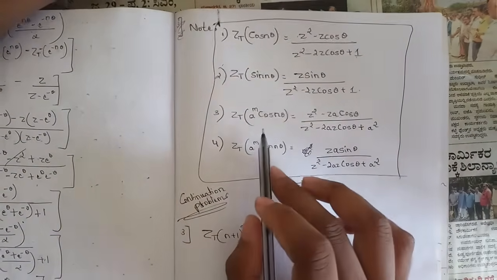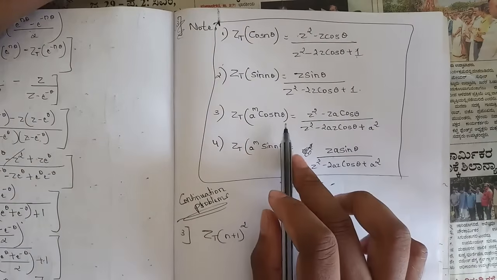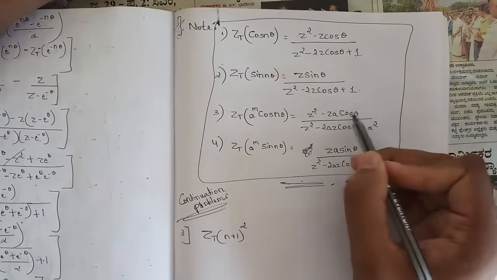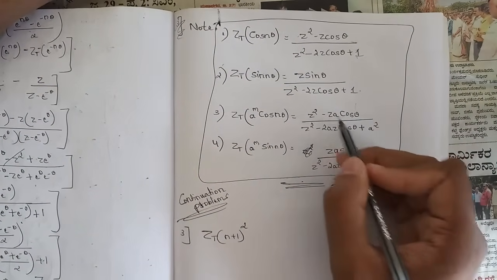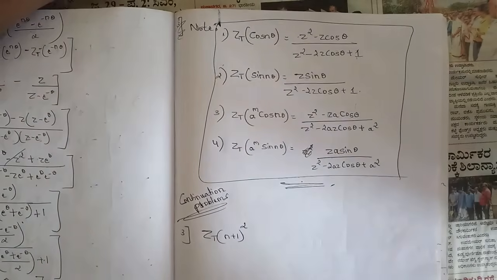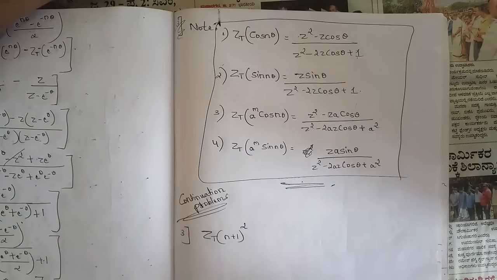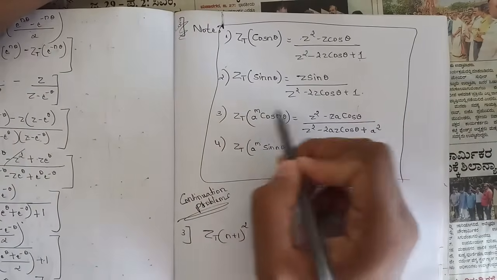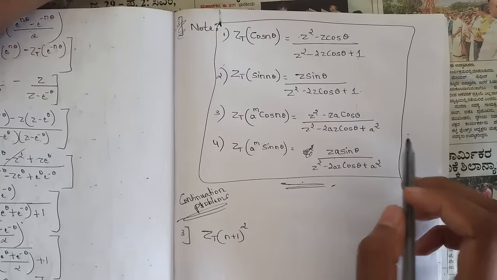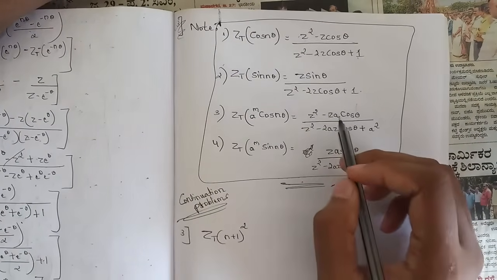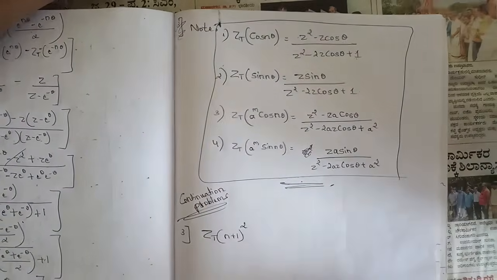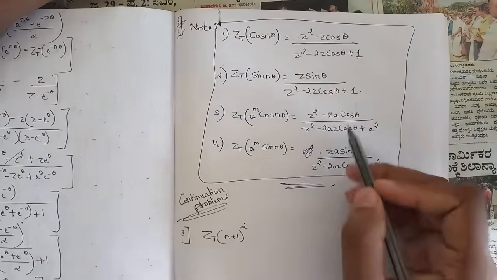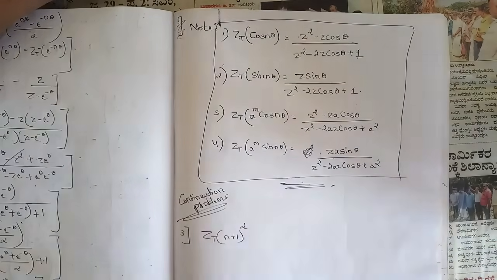Similarly, we have the Z transform of a power n cos n theta. There is no h right here. So in place of z, we need to replace it by a into z. That's it. Okay, because we have a damping rule that says for a power n into anything, we need to replace the value of z by a into z, right? We had one damping rule. Same thing we are going to apply here. In place of z, we need to substitute az.